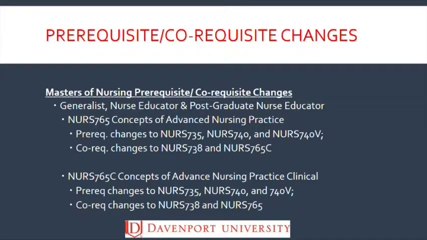So the Masters of Nursing prerequisites and co-requisites, they're listed here. We wanted to make certain that they have health assessment, advanced patho, and pharmacology before they start these courses. And you will see 738 would be the last 3 Ps that we talk about that they would need to take before they take 765, as well as the clinical. So they just basically match each other. Okay.